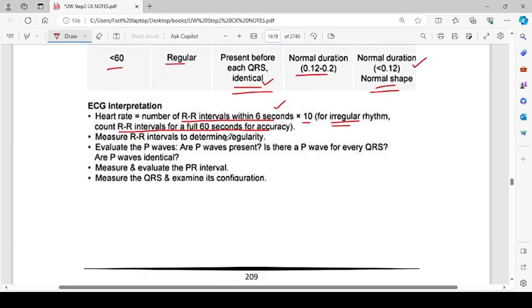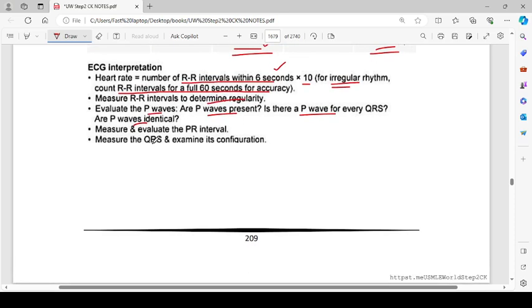Measure the RR interval to determine the regularity. Evaluate P waves. Are the P waves present? Is there a P wave for every QRS? Are the P waves looking identical? Measure and evaluate the PR interval and measure the QRS and examine its configuration.